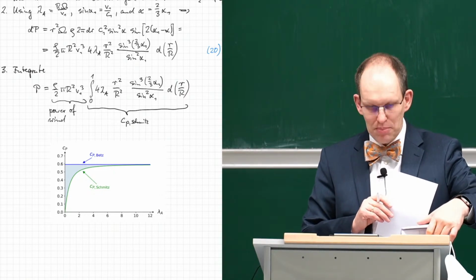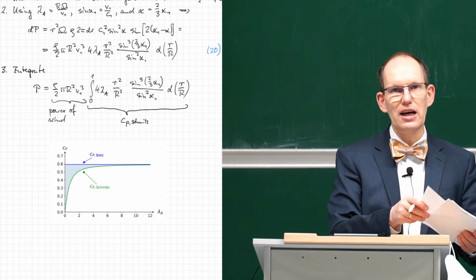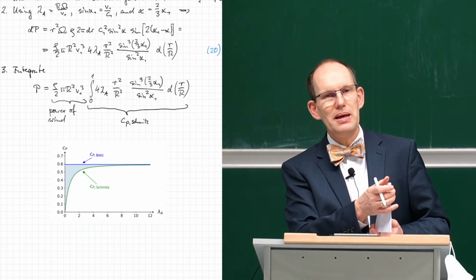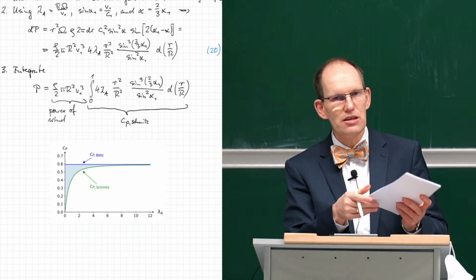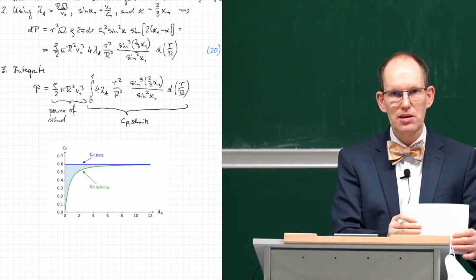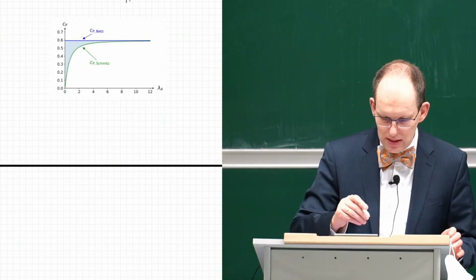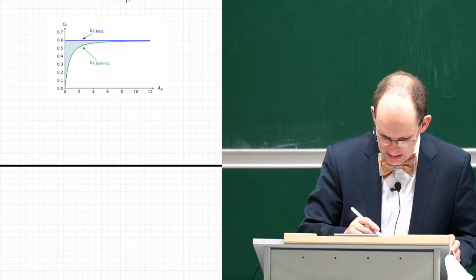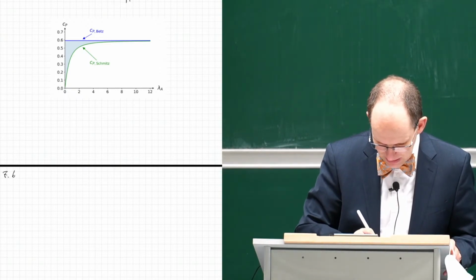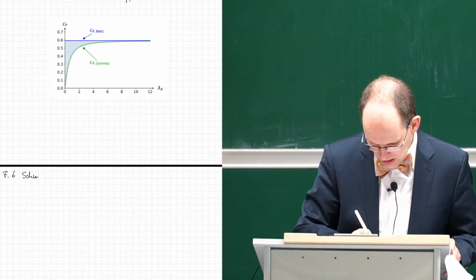So, final point, the Schmitz diagram. This is where we put everything together, all these three loss mechanisms. So, 7.6, the Schmitz diagram.